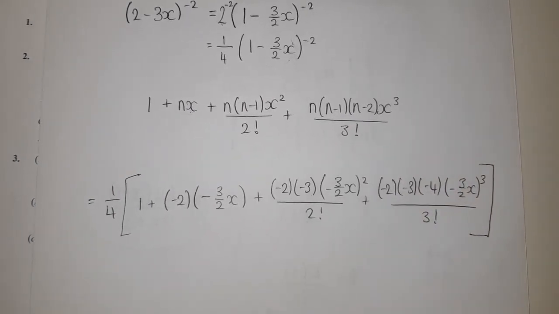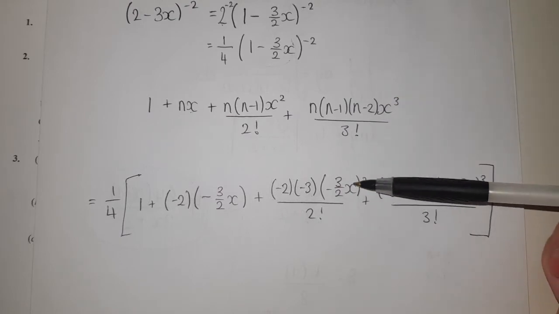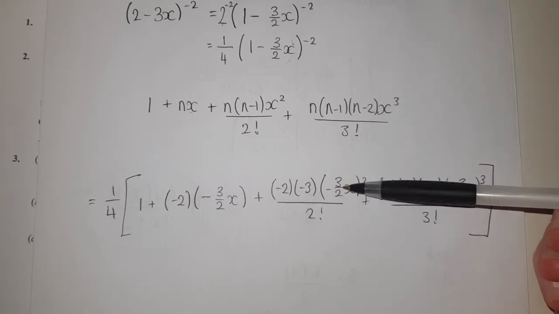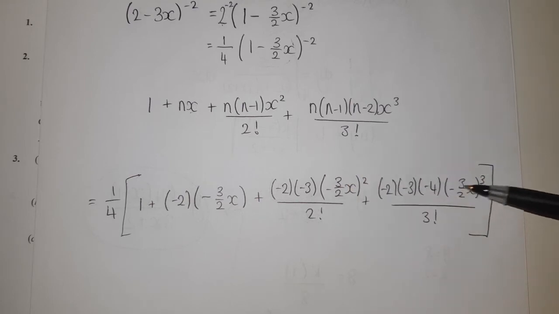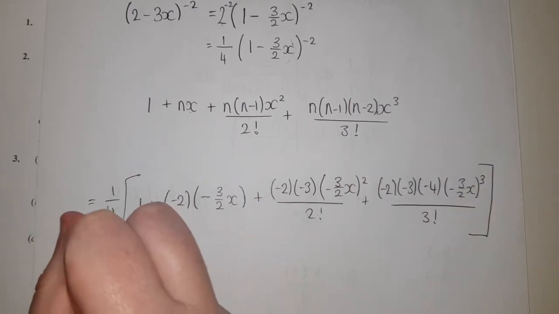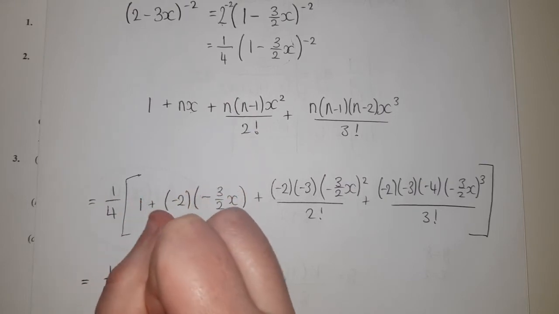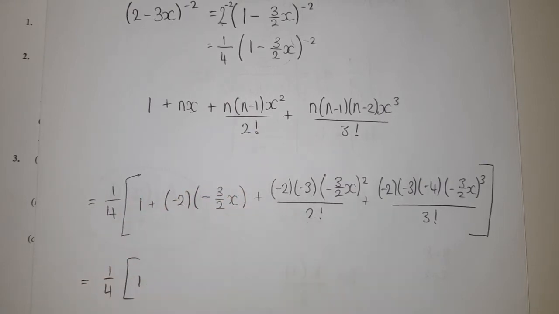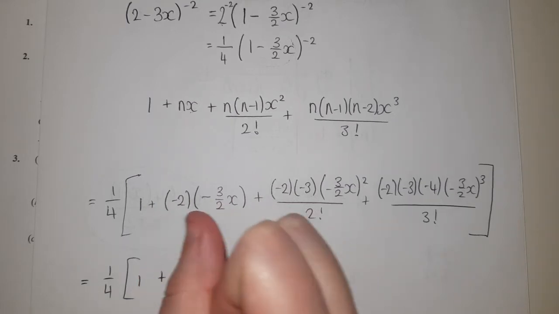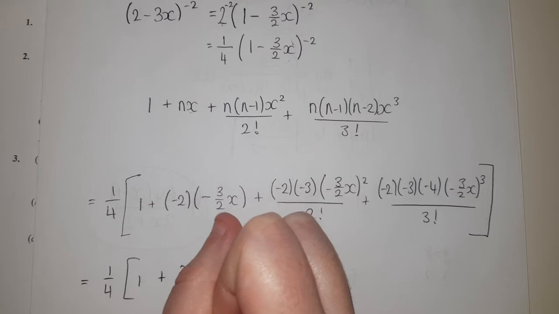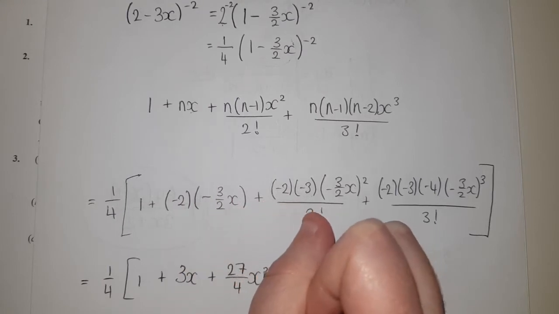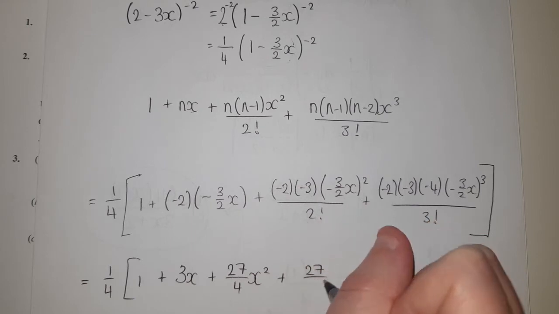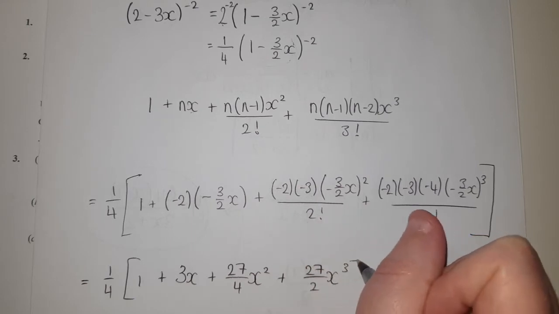So you can type this straight into a calculator. Just ignore the x's when you type it in. And obviously remember that this term is still squared when you type it in the calculator. This one's still cubed when you type it in a calculator. So I've got a quarter of 1 plus 3x plus 27 quarters x squared plus 27 over 2x cubed.